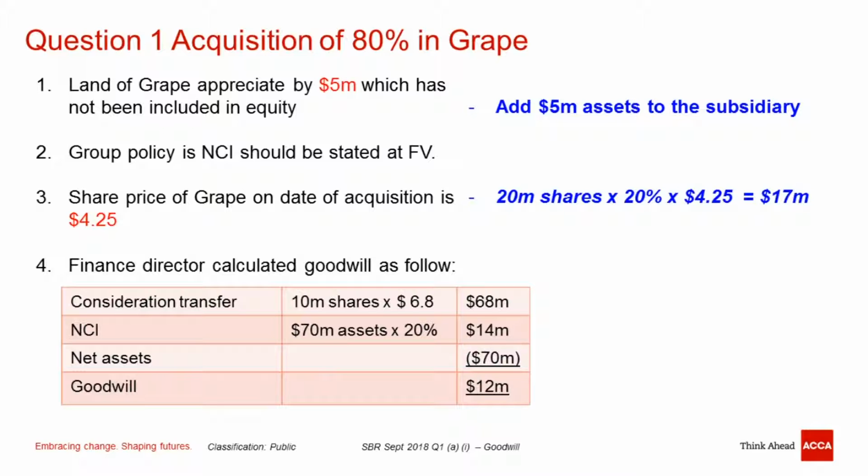Remember, the land appreciated by 5 million. So we can immediately conclude that the goodwill is not correctly stated. And what should be the answer? Now, let me show you.